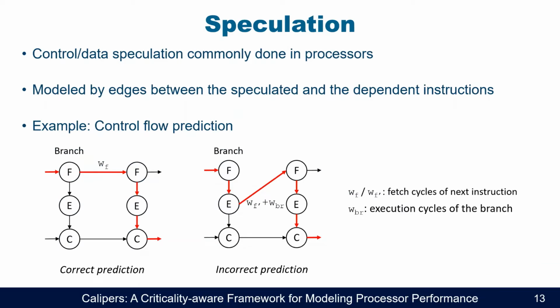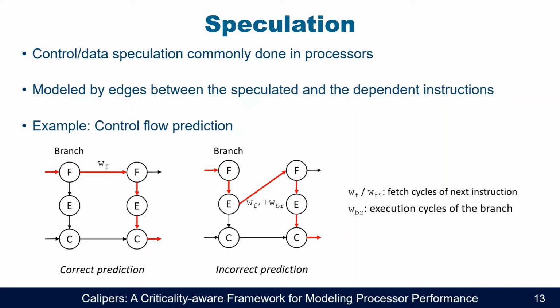Control and data speculation, which are related to branch and value prediction respectively, are performed in modern processors for better performance. These are modeled by appropriately inserting or removing edges between the speculated and the dependent instructions. As an example, let's take a look at how branch prediction is modeled. For a correctly predicted branch, there is an edge from the fetch vertex of the branch to the fetch vertex of the next instruction as shown on the left. For a mispredicted branch, on the other hand, this edge is sourced from the execute vertex of the branch as shown on the right. This means that the processor has fetched the right instruction after it detected a misprediction once execution of the branch was completed.